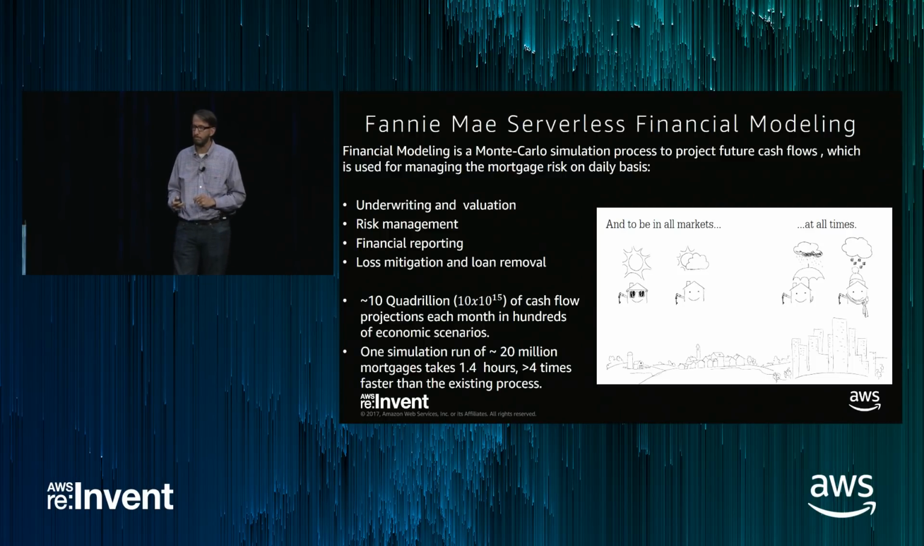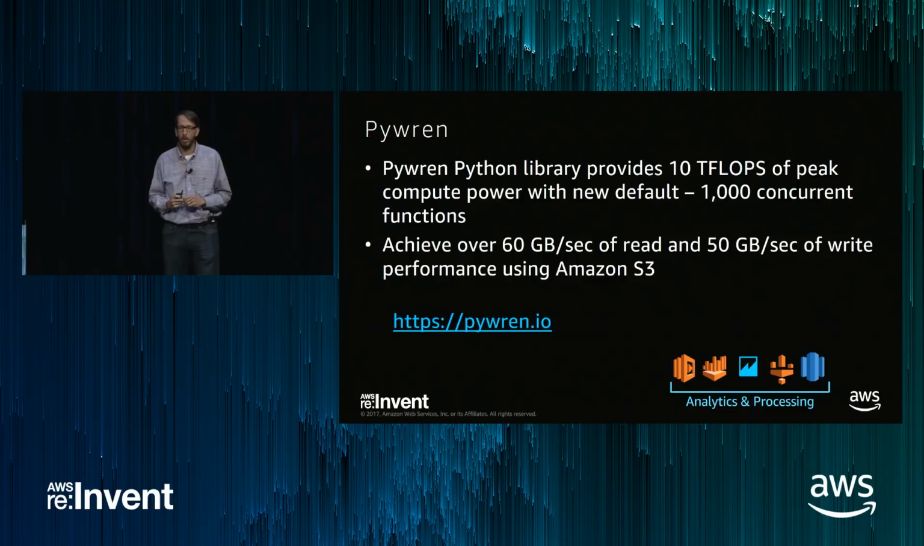And then lastly, I just want to point out that if you have existing Python code, and maybe you don't want to write the mapping and reducing capabilities like I just showed you in the pattern yourself, you can leverage a library like Pyron to do that for you. It's actually democratizing the horizontal scale of Lambda.